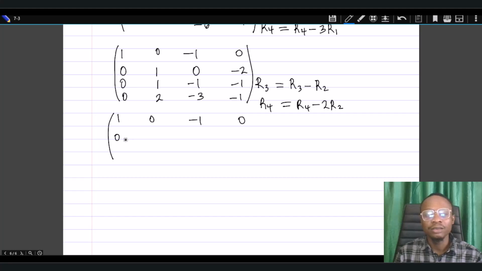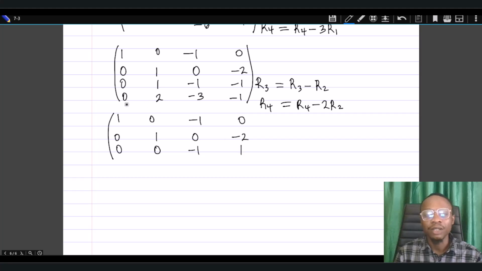Then this is 0 1 0 minus 2. Then this is 0 minus 0, that is 0. 1 minus 1, that is 0. Minus 1 minus 0, that is minus 1. Minus 1 minus minus 2, that is minus 1 plus 2, that is 1.